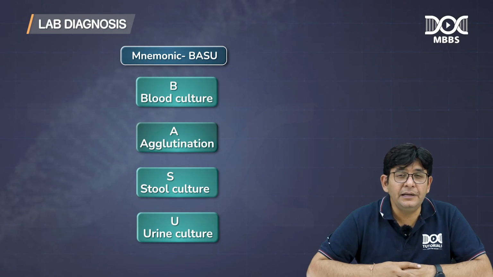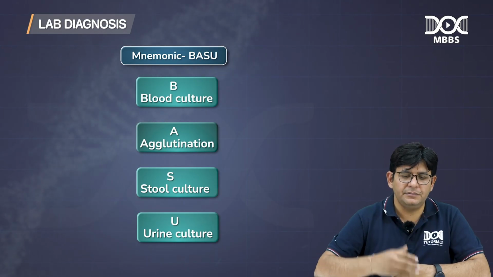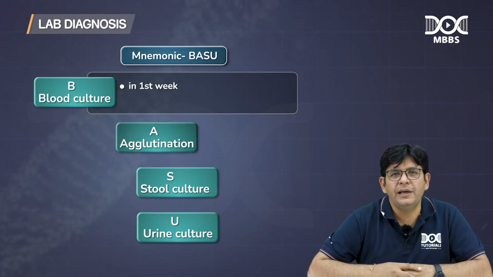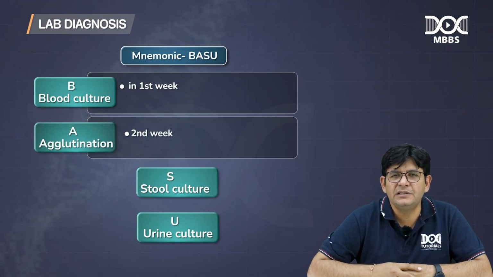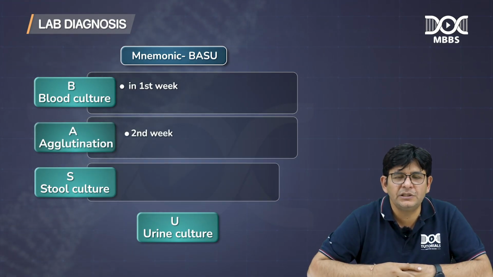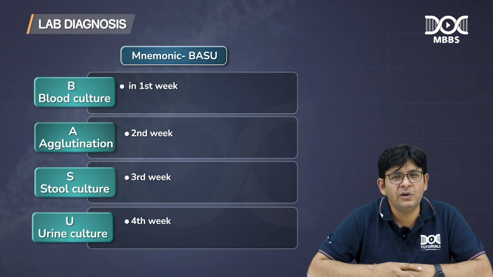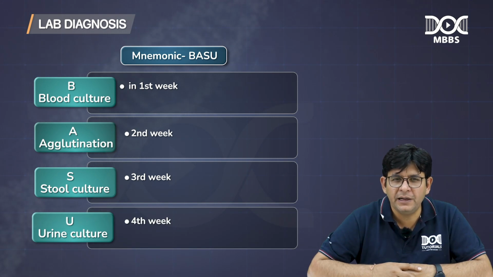And in which particular time period do you do each? The blood culture is done in the first week. Then you have the agglutination, that is in the second week. Then you have the stool culture in the third, and in the fourth you can go for urine culture or urine ELISA. Okay, so remember that particular one.